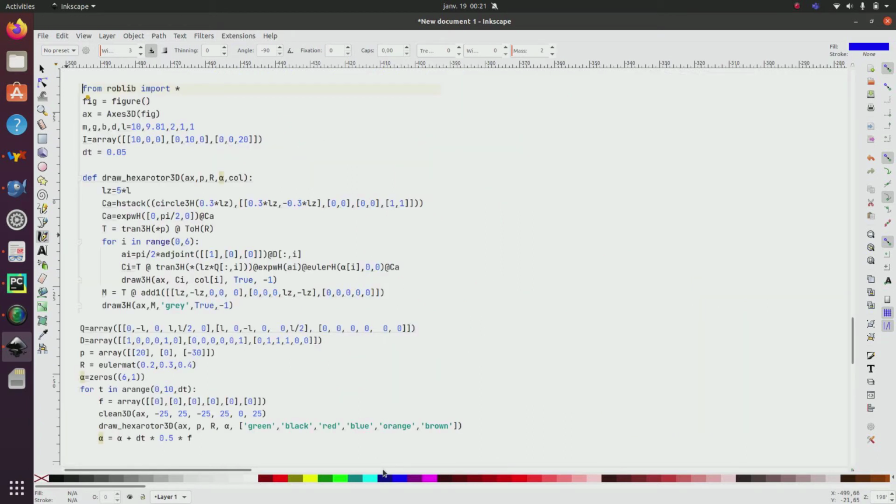I propose the following Python program in order to draw the hexarotor. This is a procedure to draw the hexarotor. Here is a Q matrix corresponding to the position, here the direction matrix, here the initial position, here the initial orientation. At the moment I will not move them in the time loop. Here is the angle for each blade, so they will have to turn.